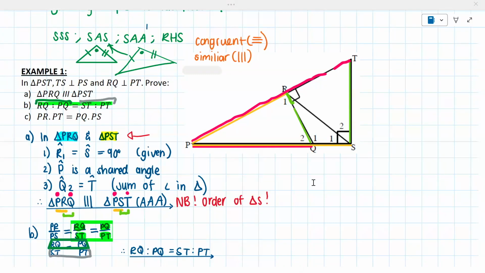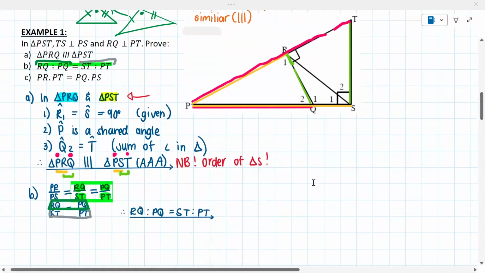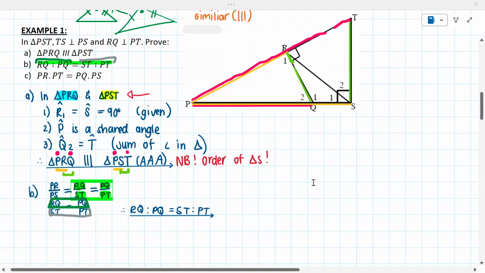All right, so guys, I know it's not the easiest concept to understand, but what you need to remember is that similarity goes hand in hand with sides being in proportion. This is why similarity and proportion are tested together. They go hand in hand. So once you've proven similarity, you automatically know that proportion applies.